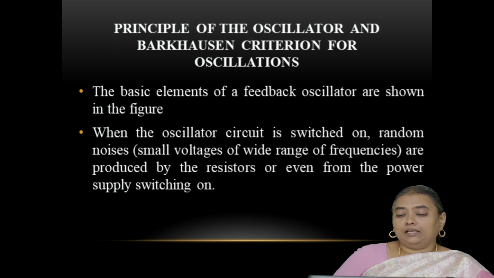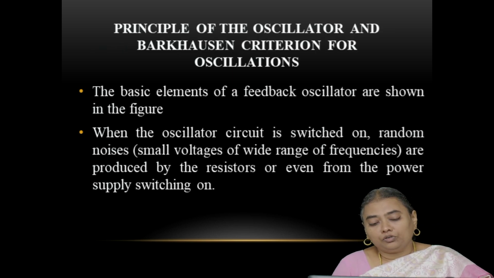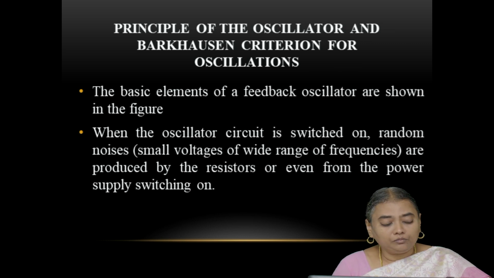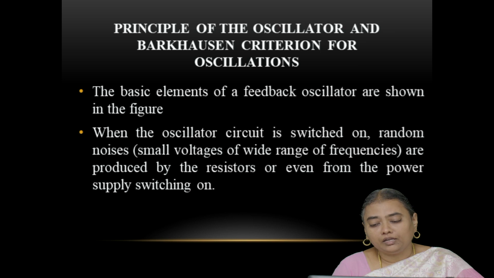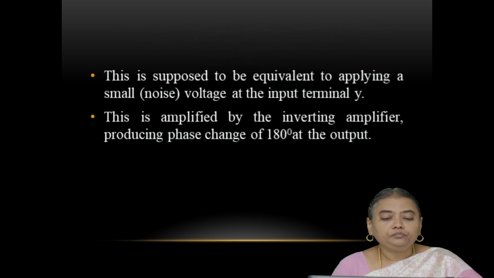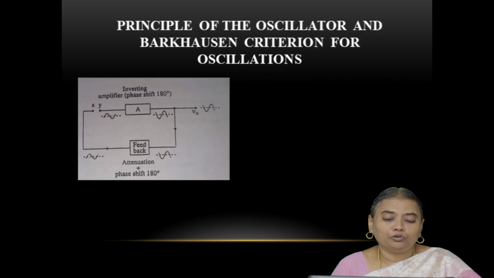The basic elements of a feedback oscillator are shown in the figure. When the oscillator circuit is switched on, random noises, that is, small voltages of a wide range of frequencies, are produced by the resistors or even from the power supply being switched on. This is equivalent to applying a small noise voltage at the input terminal Y. This is amplified by the inverting amplifier, producing a phase change of 180 degrees at the output.